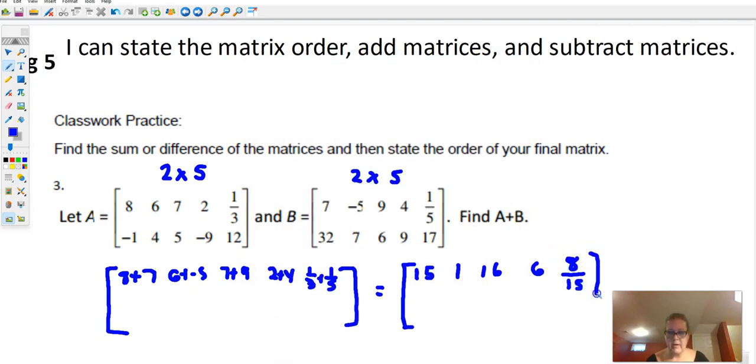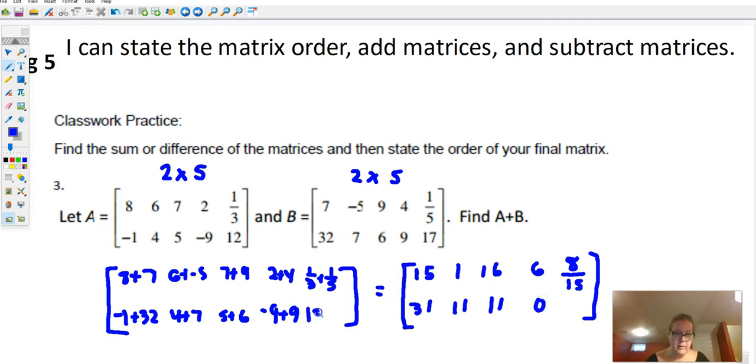Okay, if I went too fast, just rewind and redo it. -1 plus 32 is 31. 4 plus 7 is 11. 5 plus 6, 4 plus 7, 5 plus 6 is also 11. -9 plus +9 is 0. And 12 plus 17 is 29.